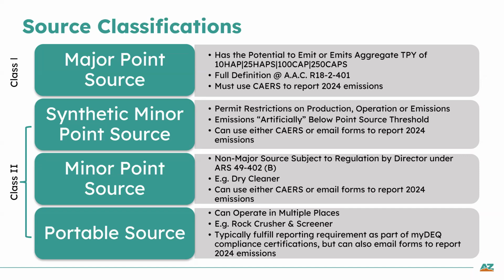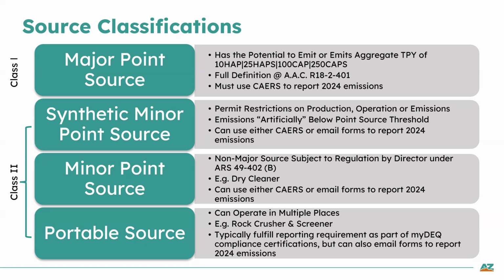We also offer synthetic minor sources. These are sources with potential to emit above major point source threshold we just talked about, but has restrictions in the permit that guarantee emissions of no more than 80% of the threshold. These sources can report using CAERS or our minor source form.